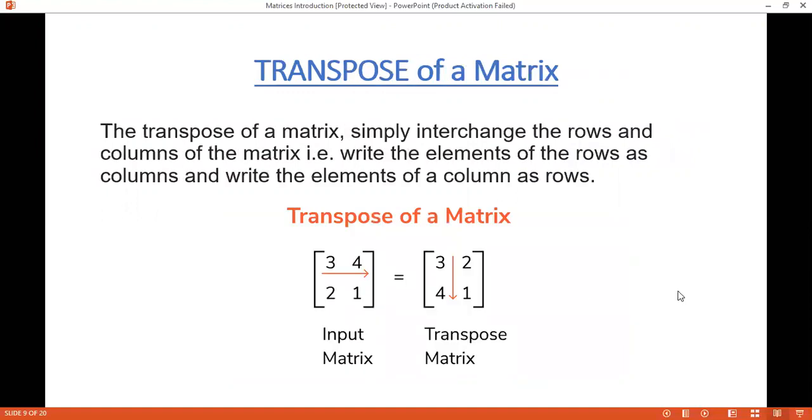Now the important parameters. Transpose of a matrix. What is transpose? Transpose of a matrix is the interchanging of rows into columns. For example, in this case, 3, 4, 2, 1. This is the row.